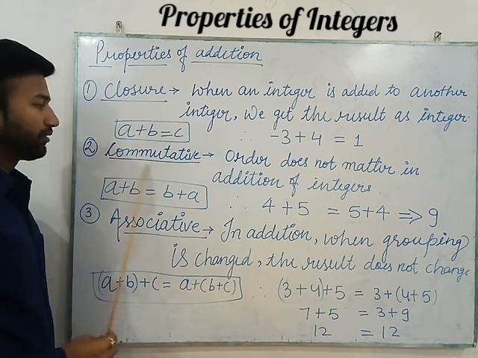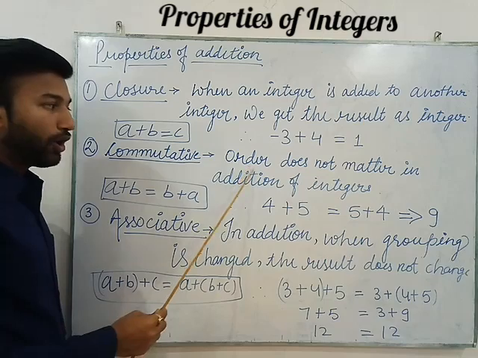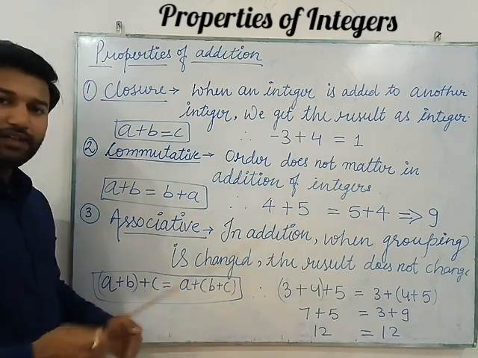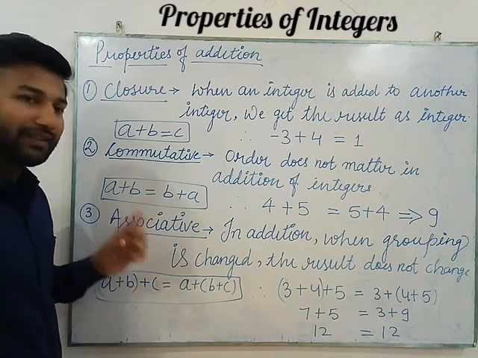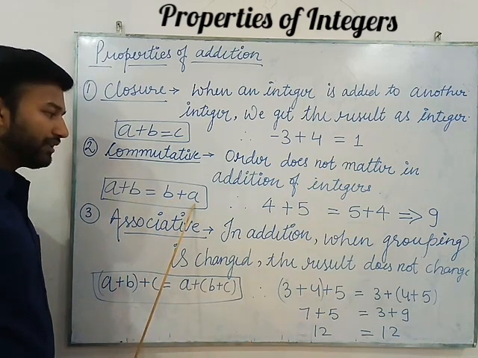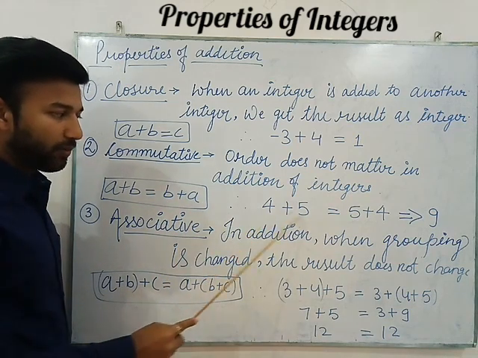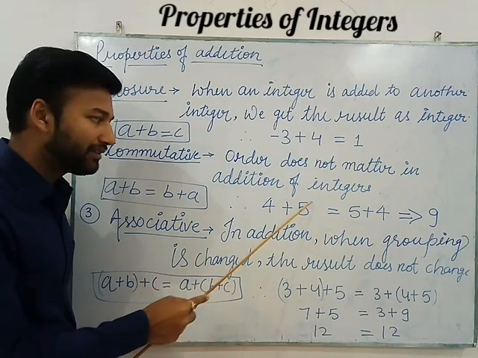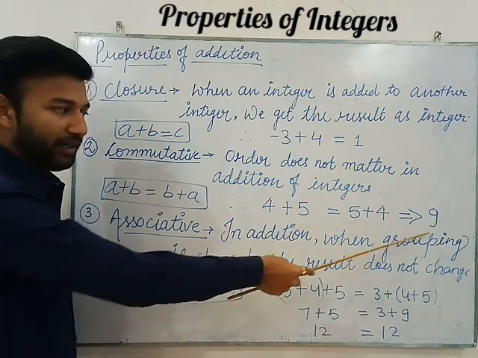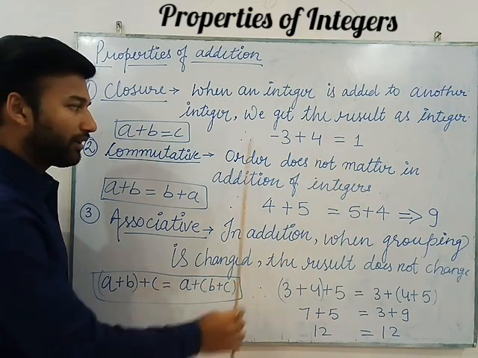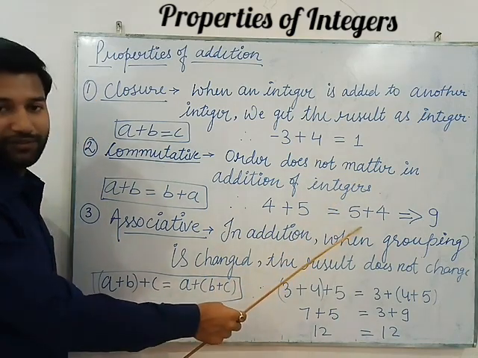Next, the second property is the commutative property. It means order does not matter in addition of integers. When we change the order of numbers, the answer remains the same. That is, a plus b equals b plus a. For example, 4 plus 5 is 9, and 5 plus 4 is 9. So order does not matter in addition of integers.